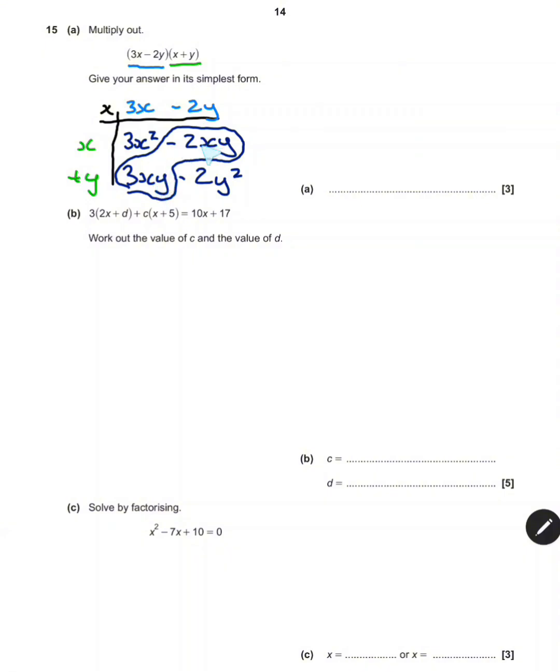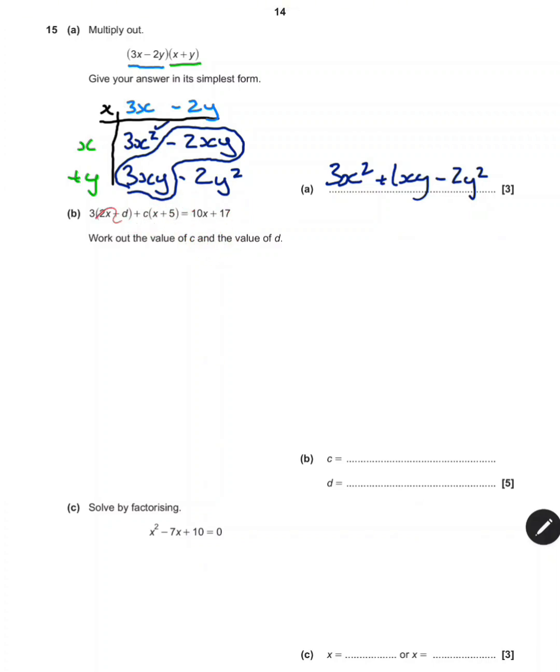So if you've got 3 of something and you take 2 of them away, you're left with 1. So altogether we've got 3x squared. 3xy take 2xy is just 1xy. Don't actually need that 1, but it doesn't hurt. And then take 2y squareds.